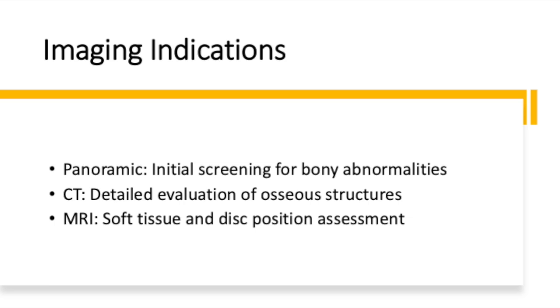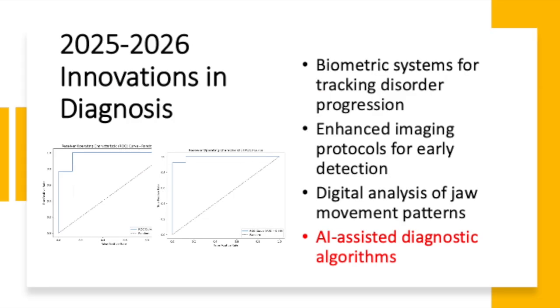The indications for more advanced imaging would include panoramic imaging for initial screening for bony abnormalities, CT scan to determine a detailed evaluation of the osseous structures of the joint, and MRI for soft tissue and disc position assessment. Some recent advances in diagnosis include biometric systems for tracking this disorder's progression, enhanced imaging protocols for early detection of TMD, digital analysis of jaw movement patterns, and, more recently, AI-assisted diagnostic algorithms.